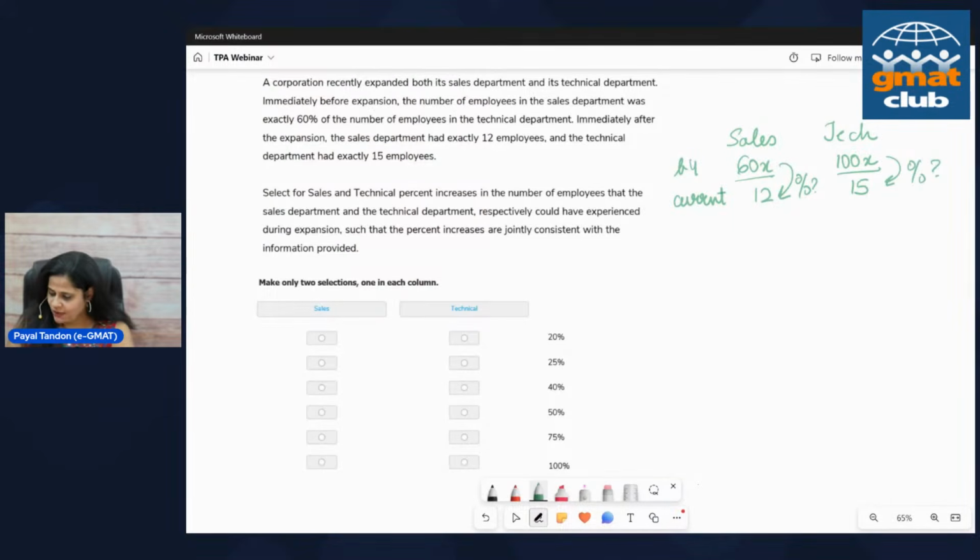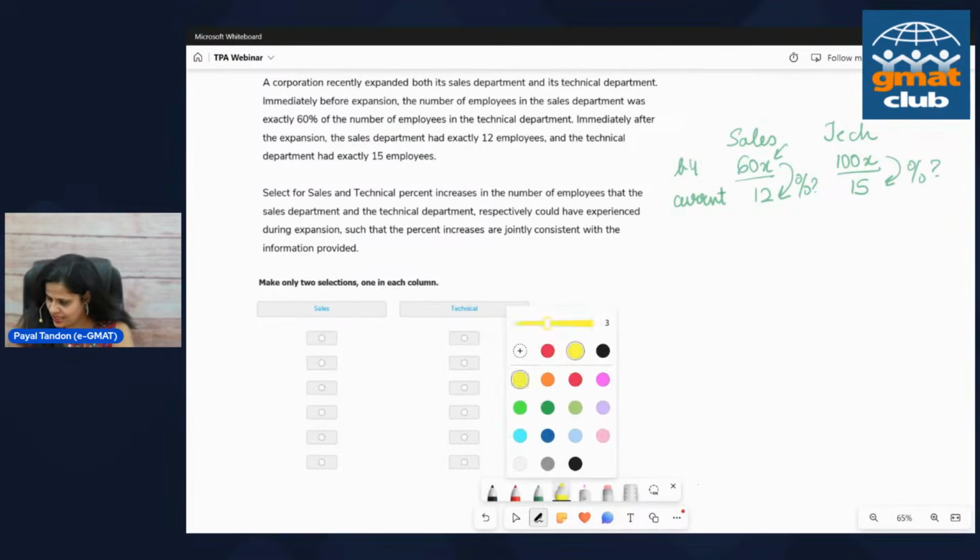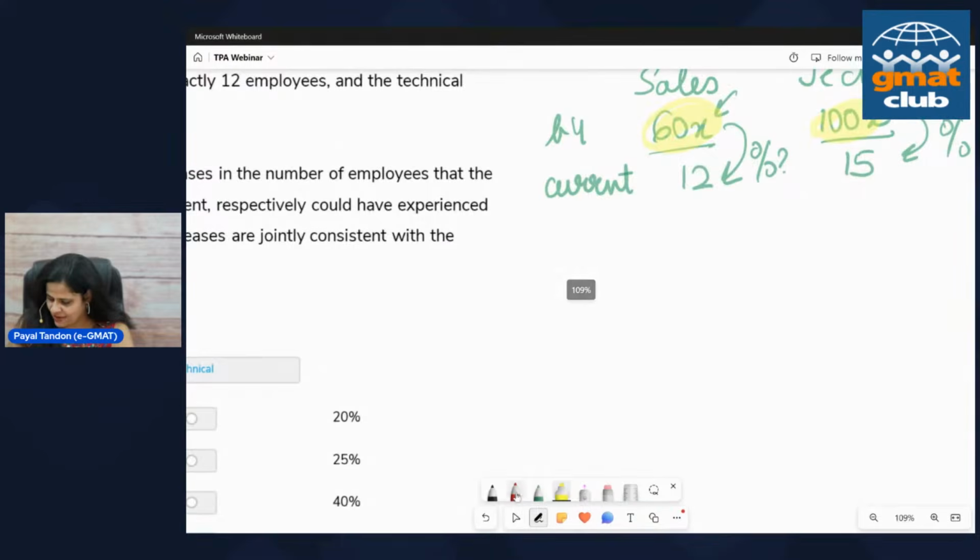Now, if you were to simply set up this equation, you need the value of x, but you don't know the value of x. But there is that inference that you can draw purely from the information over here, 60x and 100x. Now, what is that inference? That inference is that earlier sales to tech, the ratio was 3:5.